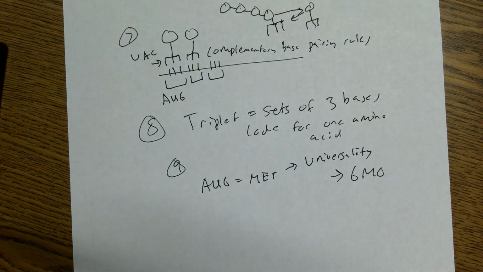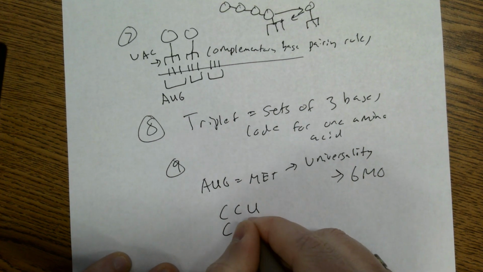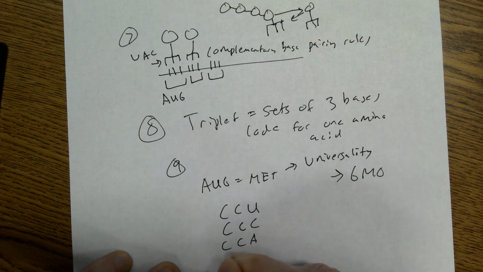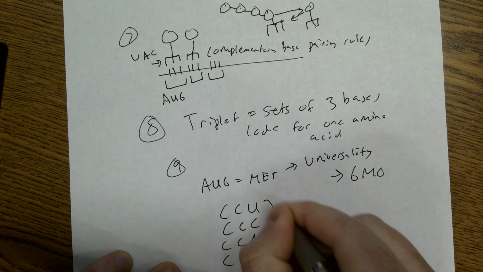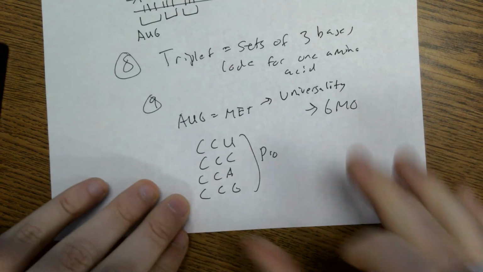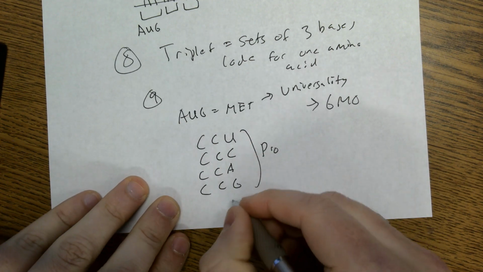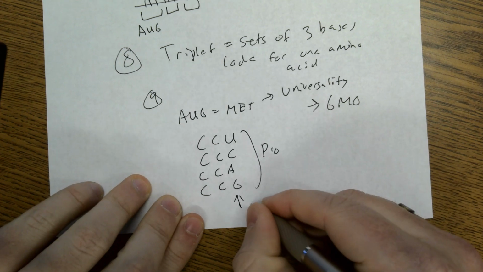Now, I do need an mRNA table for this next part. I'll pull one up. Now, the next term is degeneracy. And what that says is all of these are proline. All 4 of these triplets are proline. And so this 3rd base here can change.